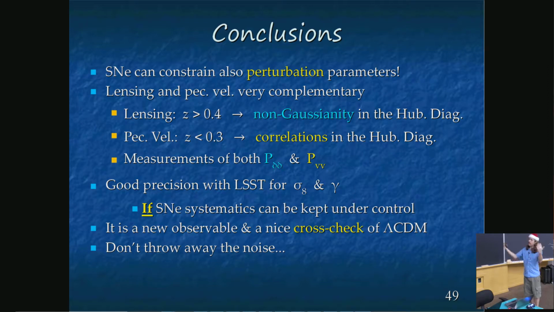You can learn about nonlinear biases, and about different things, because the bias, for instance, does not enter the P VV. There's no bias in P VV. So by combining both, maybe you can see the bias very well, right? Of course, I'm assuming throughout this talk that the systematics can be kept under control, which is always the big problem. Although this is a different kind of survey, so it has different systematics.